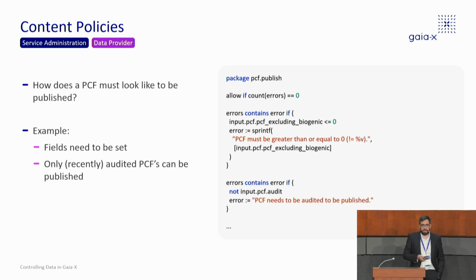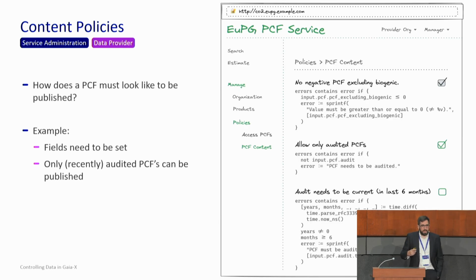The example here is we look at the footprint excluding biogenics. That needs to be bigger than or equal to 0. If it's smaller than 0, we provide an error and give an error message back. Or if you want the footprint to be audited, we can write a rule that if it's not audited, it provides an error that it needs to be audited.